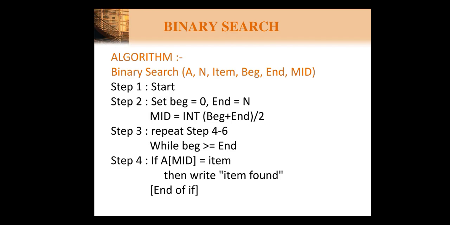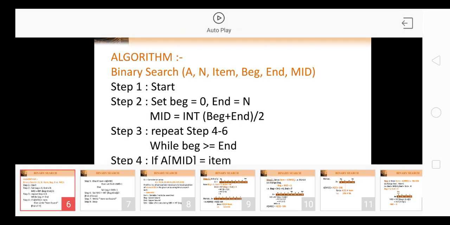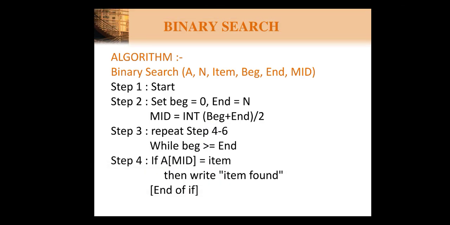Then we calculate mid with the help of the formula (beginning plus end) divided by 2. Now here we are saying steps 4 to 6 are repeated while beginning is smaller than or equal to end. Here the symbol is wrong. Here it should be beginning is smaller than or equal to end. Please note it down. While beginning is smaller than or equal to end, here I have shown greater than by mistake. You have to change it to while beginning is smaller than or equal to end.